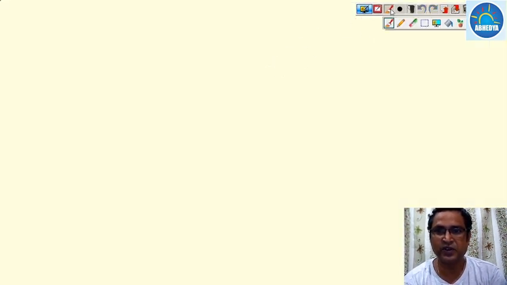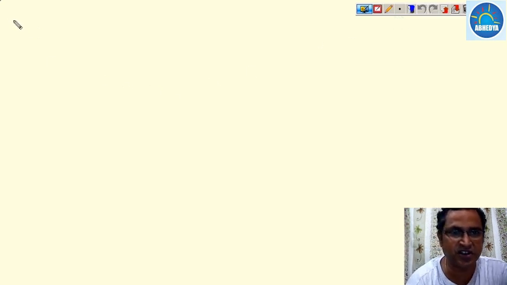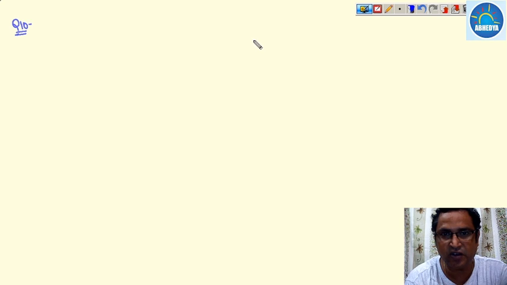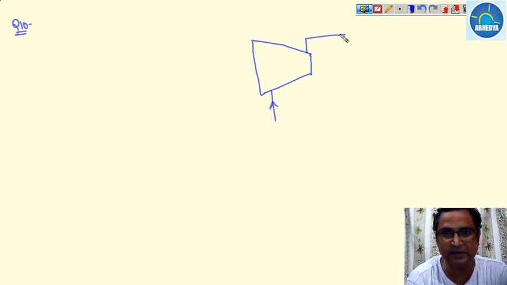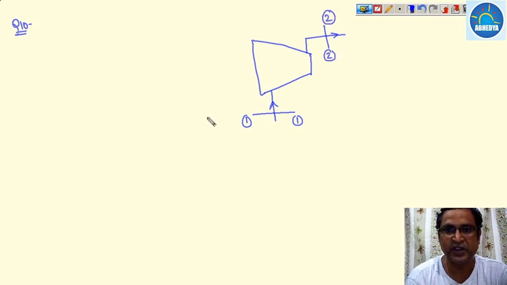So now just draw the diagram. There is an air compressor, so let us assume this is an air compressor. This is the inlet condition of the compressor, and here I am taking the outlet condition. So number 1 I am representing as the inlet condition, and number 2 is the outlet condition. So this is your compressor, obviously.